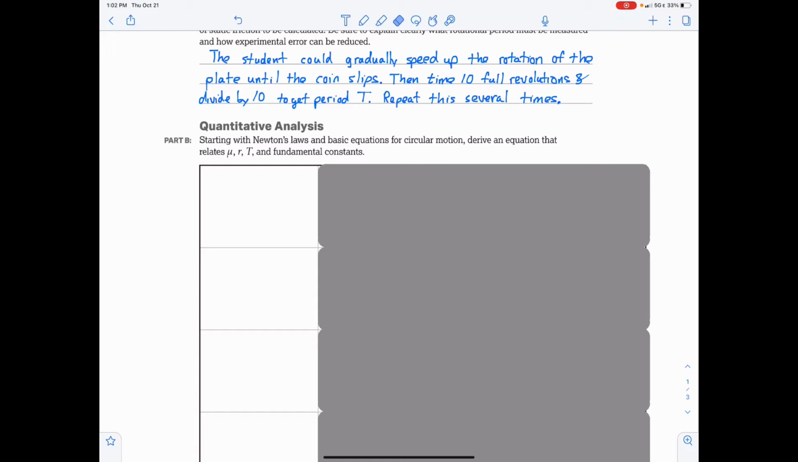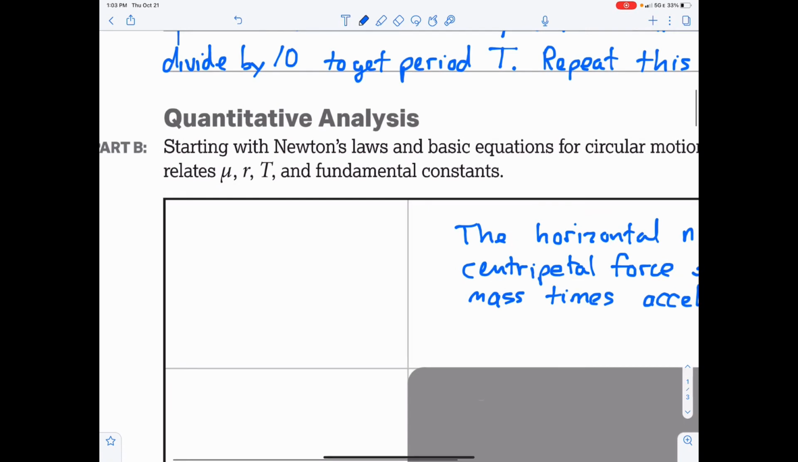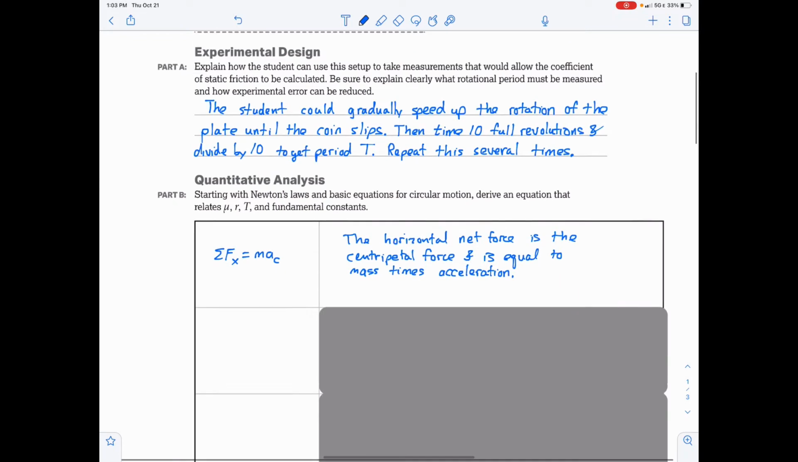Part B. Starting with Newton's laws and basic equations for circular motion, derive an equation that relates mu, r, T, and fundamental constants. First, the horizontal net force is the centripetal force, and it's equal to mass times acceleration. I'm writing a sub c because the horizontal net force is the centripetal force.